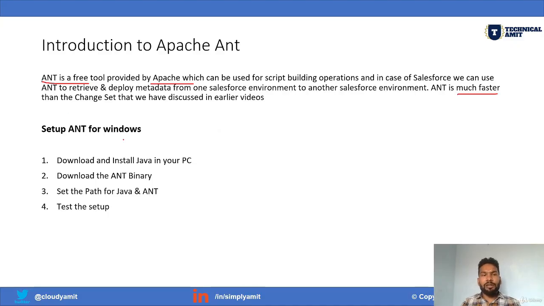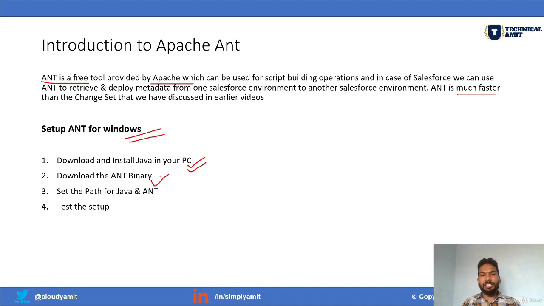So now let's quickly talk about how we can set up Apache Ant for a Windows machine. The first thing you must have is Java installed on your PC. That might be the Java JDK provided by Oracle, or you can download Zulu JDK, which is an open source JDK. For the Oracle JDK you need to create an Oracle account before you can download.